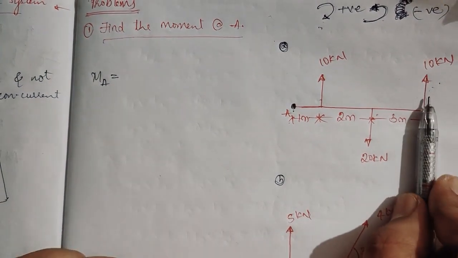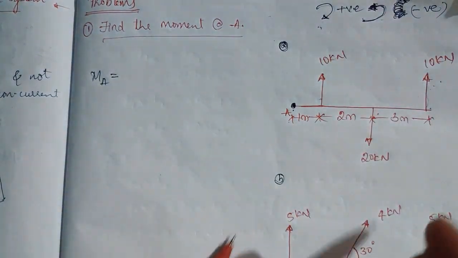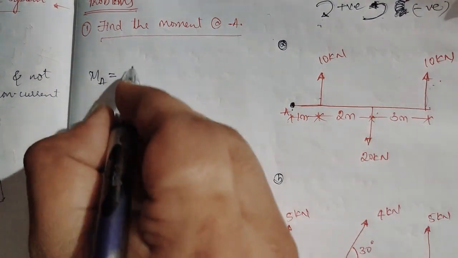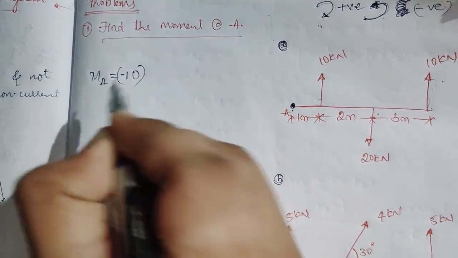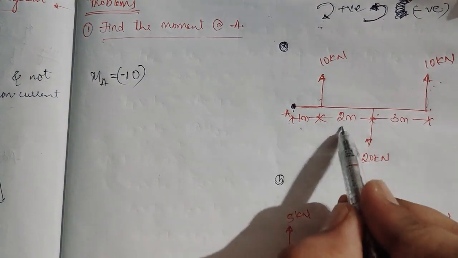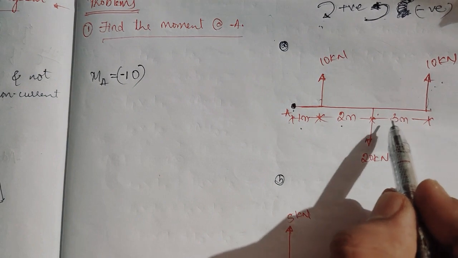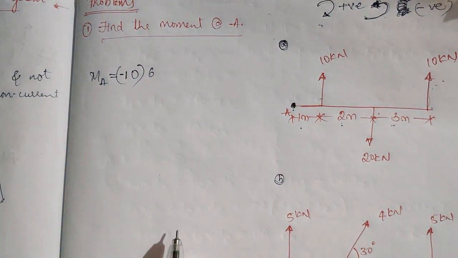So the 10 kilonewton force is in the upward direction, so about A it will move in the anti-clockwise direction. So the 10 kilonewton force is negative. So minus 10 into the distance about A. What is the distance? 1 plus 2 plus 3 is 6, or 3 plus 2 plus 1 is 6. So minus 10 into 6.